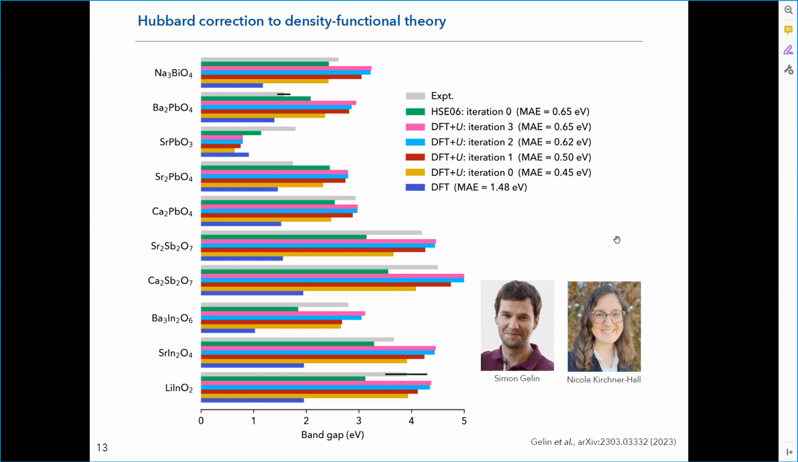The result compares favorably with hybrid functional, with an error that is brought down from 1.5 to less than 0.5 eV as you employ the new correction. While the HSE06 functional gives you an error of 0.6. So here we have a good compromise in terms of computed cost and accuracy.